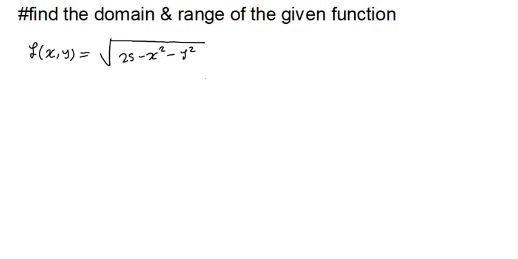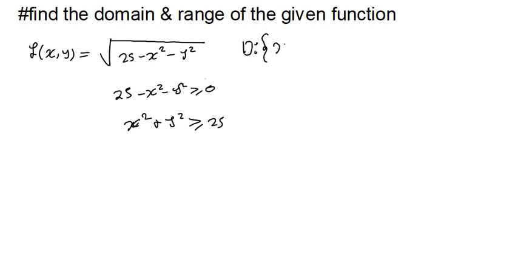So for the domain, we know that our 25 minus x squared minus y squared needs to be greater than or equal to 0. So we can say our x squared minus y squared needs to be greater than or equal to 25. Wait, not minus, it's supposed to be plus. So x squared plus y squared needs to be greater than or equal to 25 here. So that's simply our domain. So I can say the domain is x, y such that x squared plus y squared is greater than or equal to 25, like that.